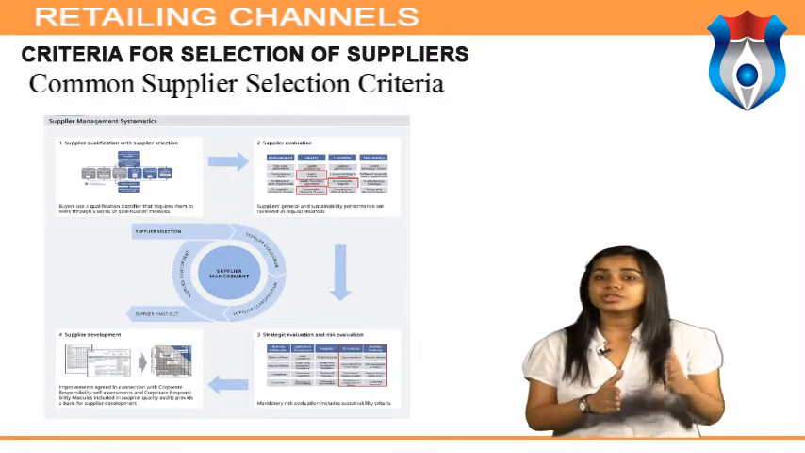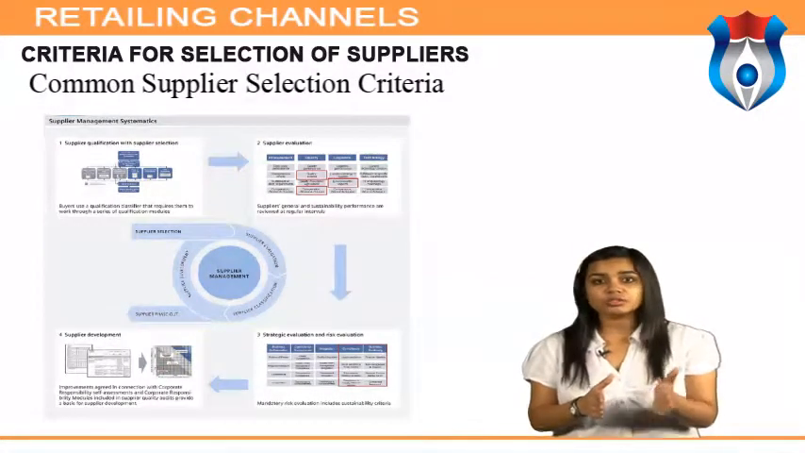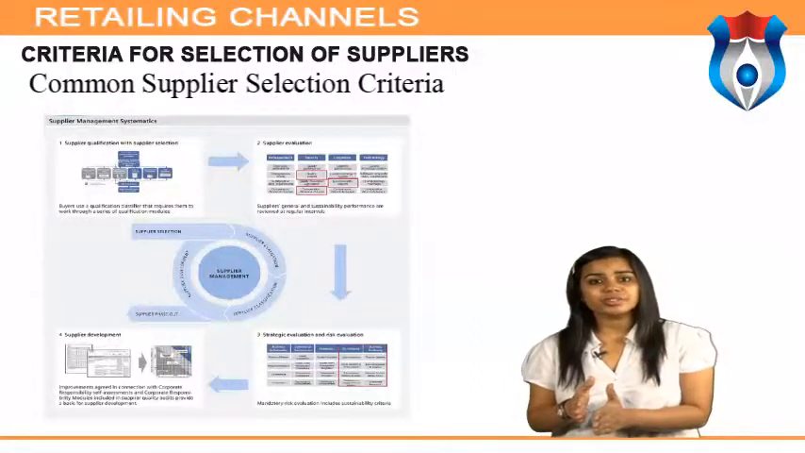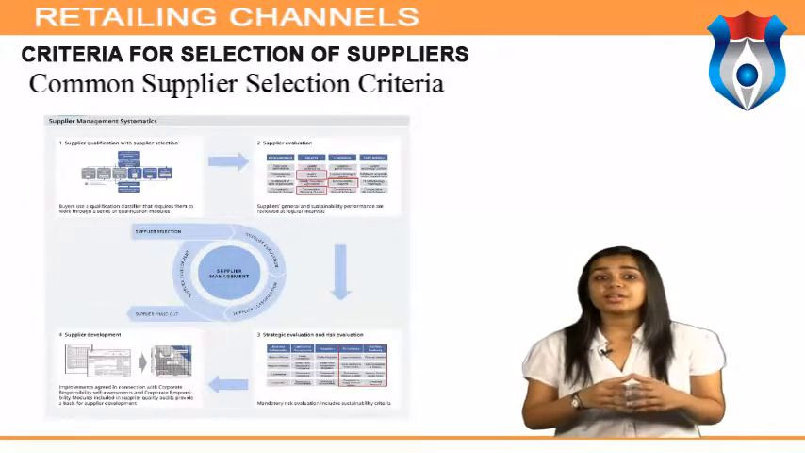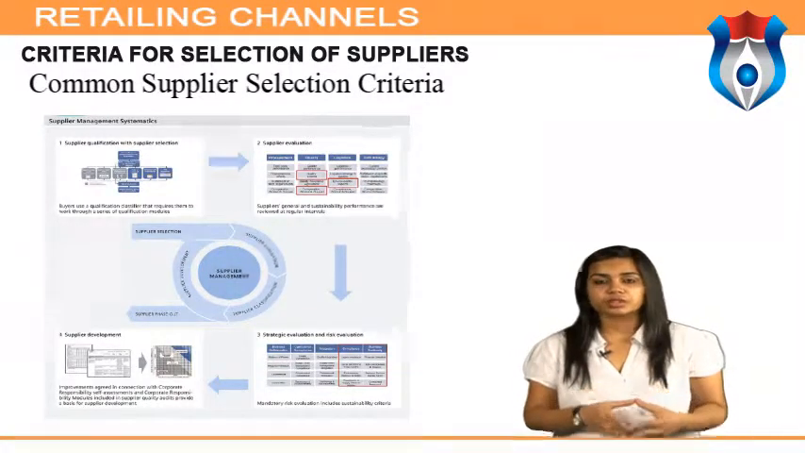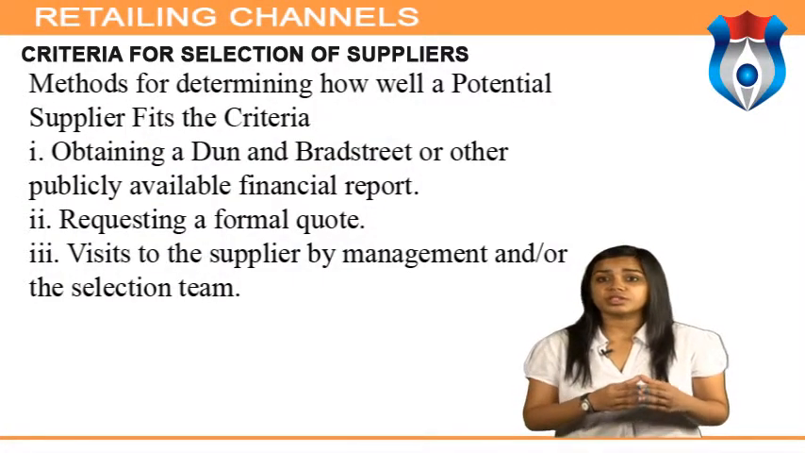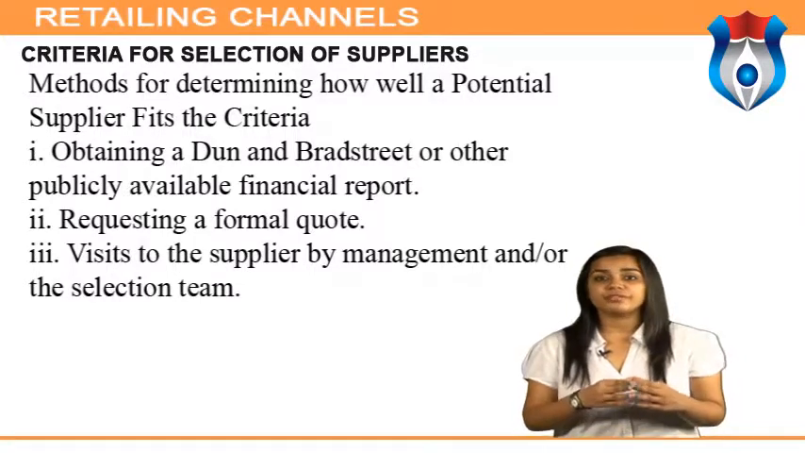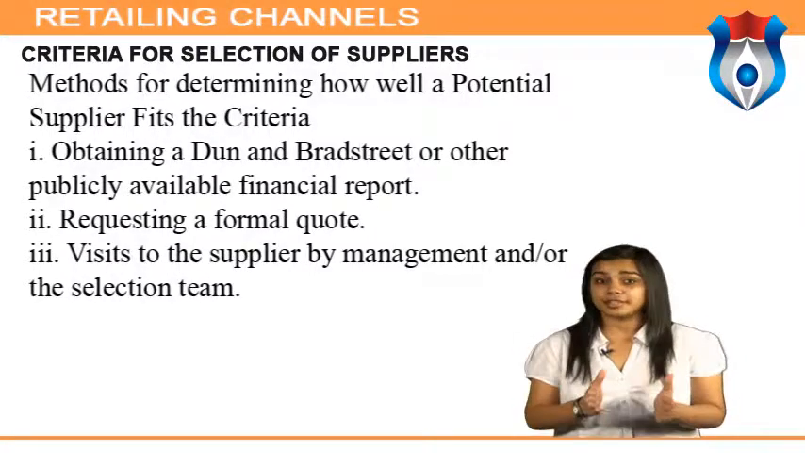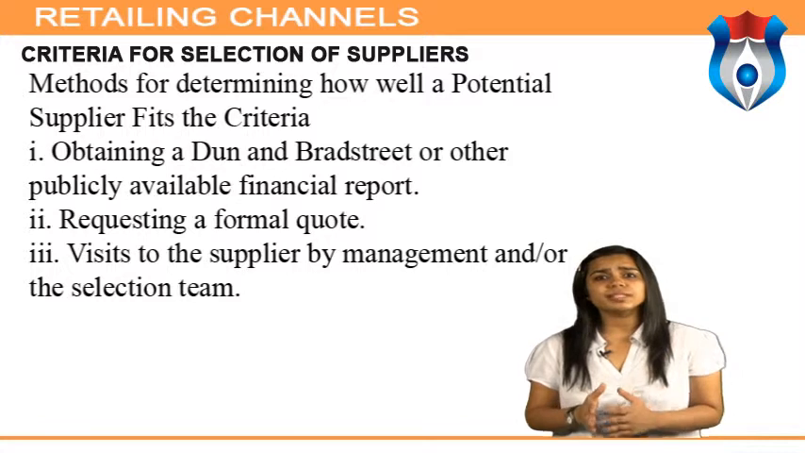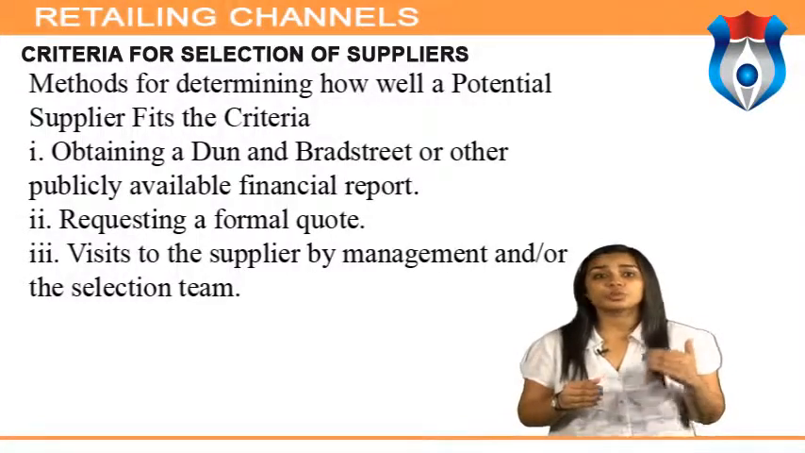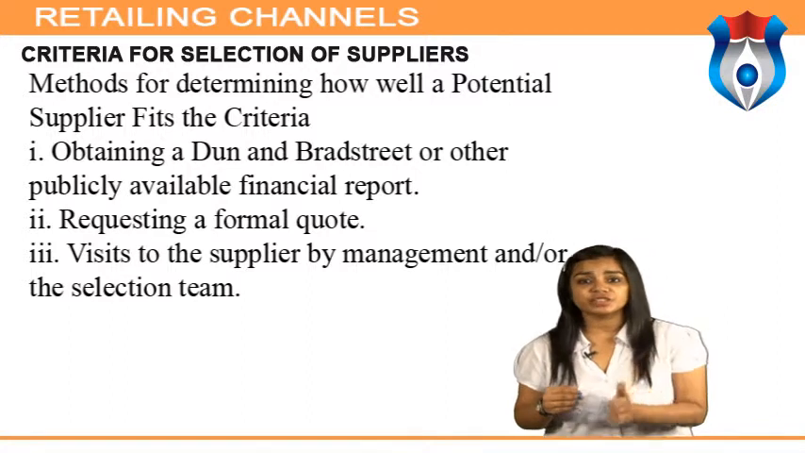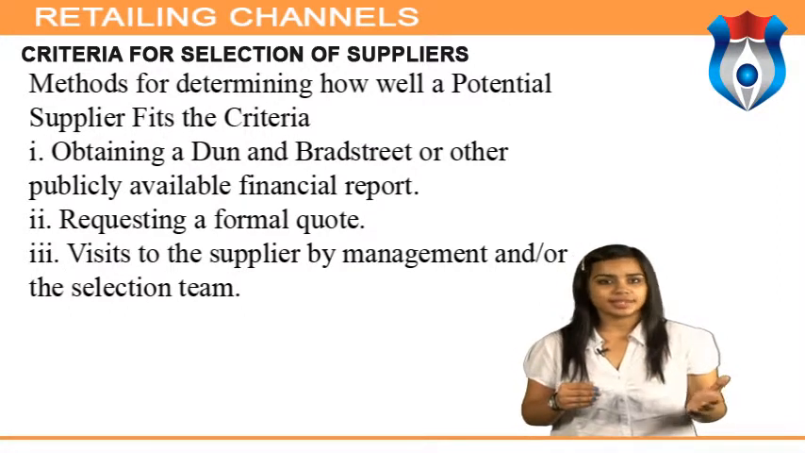Total cost of dealing with the supplier, including material costs, communication methods, inventory requirements and incoming verification required. The supplier's track record for business performance improvement. Total cost assessment methods for determining how well a potential supplier fits the criteria. Obtaining a Dun and Bradstreet or other publicly available financial report. Requesting a formal quote, which includes providing the supplier with specifications and other requirements, for example testing.